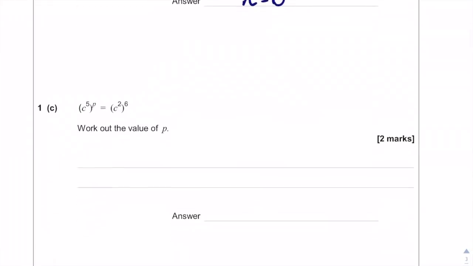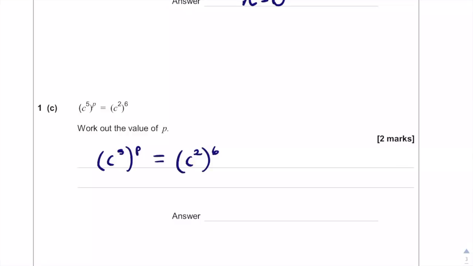And part C says we've got c to the power of 5 all raised to the power of p is equal to c squared all raised to the power of 6. So I'm just going to rewrite that down here. Using our law of indices, you should know if we have two powers, one that is inside the bracket and one that's outside, we multiply those two powers together.